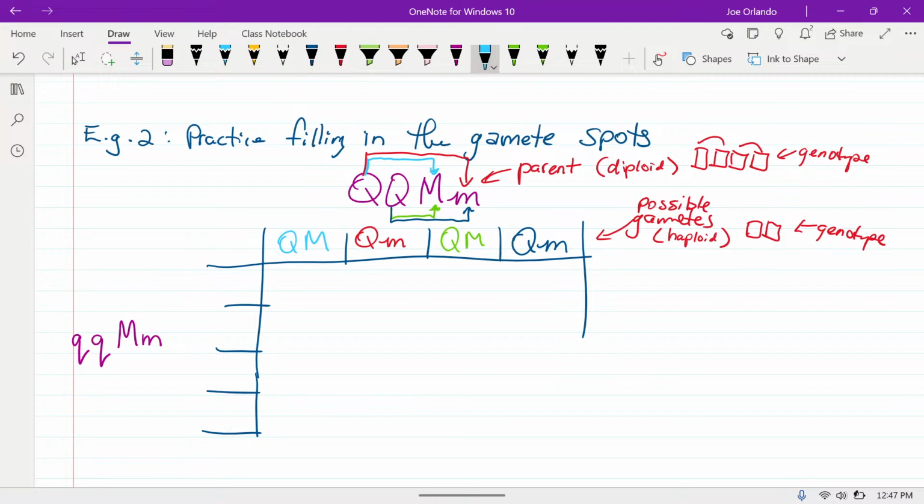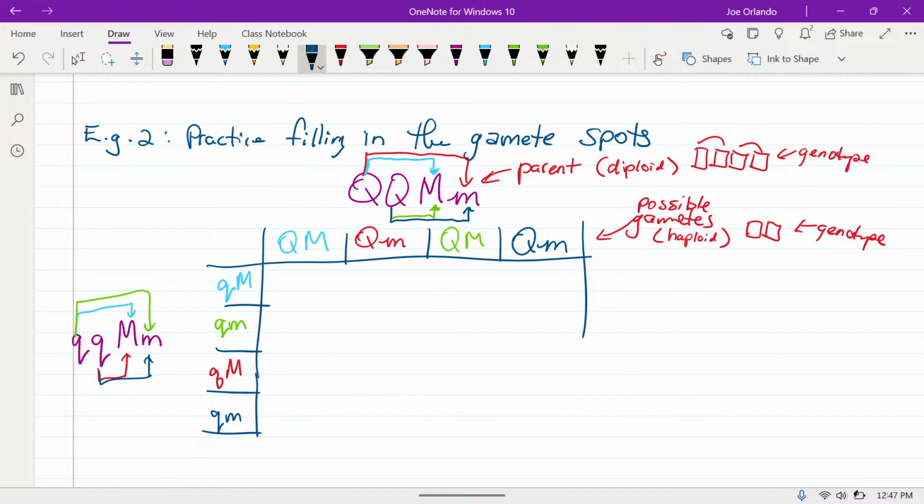And again, just draw arrows. This little q, what can it end up with? Big M. Or it can end up with small m. Okay, and then we move on to the other q. What can this end up with? Either big M or small m. And that's it. Does that make sense?